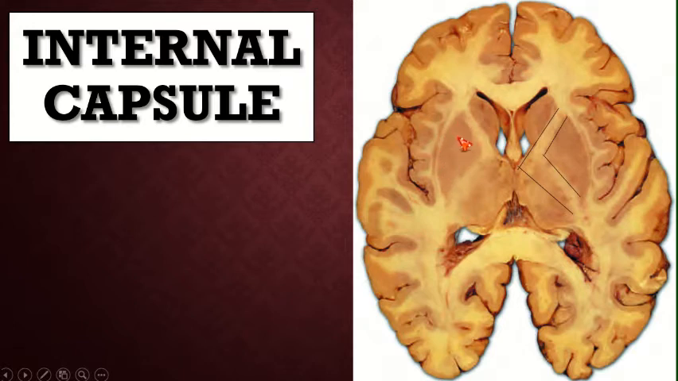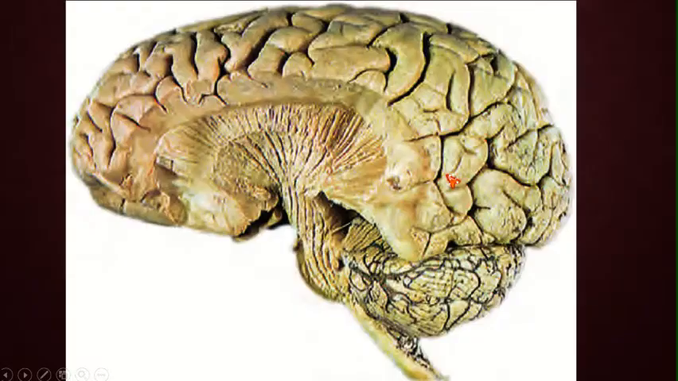The internal capsule is continuous above with the corona radiata, as I have told you earlier, and below, the capsular fibers occupy the crus cerebri. Let me show you. Here you can identify these are the fibers of the internal capsule. Above it is joining with the corona radiata, below it is joining with the crus cerebri.